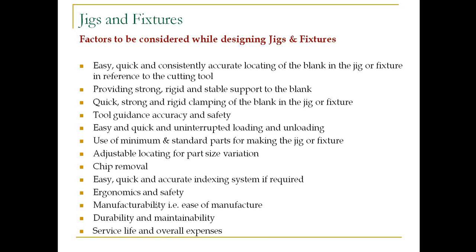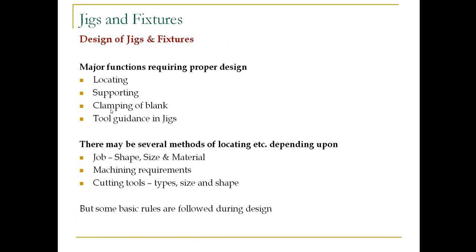The next one is manufacturability, meaning ease of manufacture. If you have designed something that is very difficult to manufacture, that is not feasible. You should design something very easy to manufacture. Durability and maintainability of jigs and fixtures, obviously. They will be used for batch production or mass production, so they should last long. Then service life, and overall expenses should be minimum.